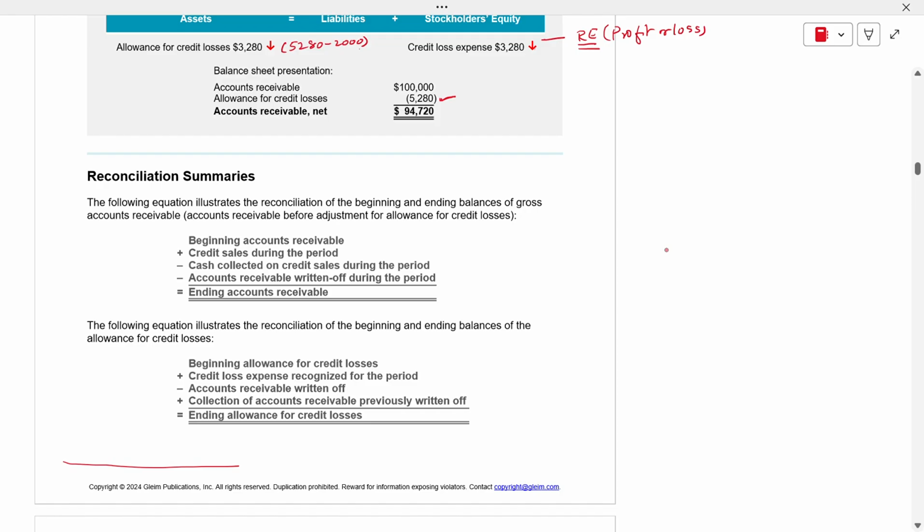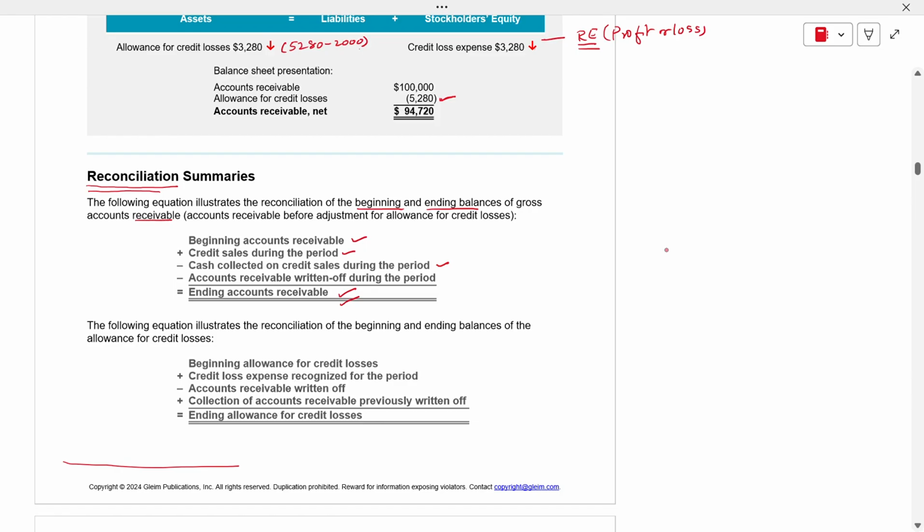Now, reconciliation. The following equation illustrates the reconciliation of the beginning and ending balances of the receivables. Everywhere there is a reconciliation; you have to be very perfect in terms of it, and I will make you very confident on this. Beginning balance, plus credit sales, plus cash collected on credit sales, minus whatever has been written off during the period, gives you the ending accounts receivable.